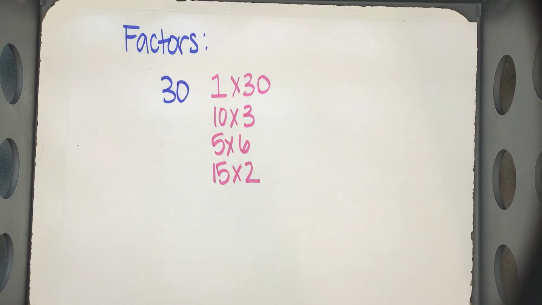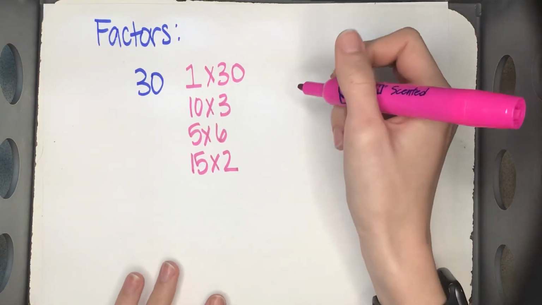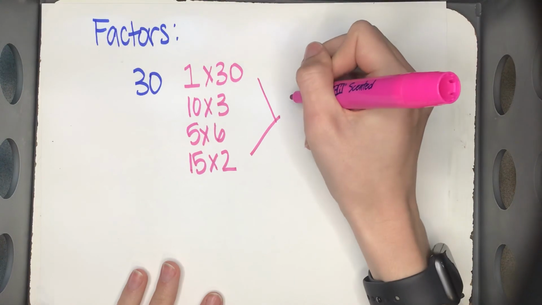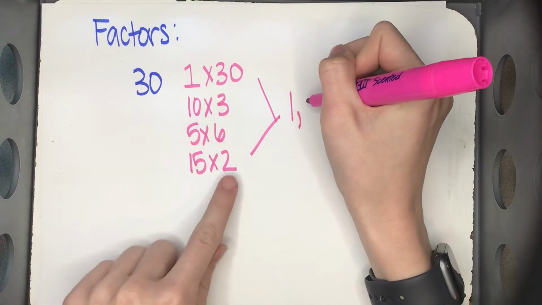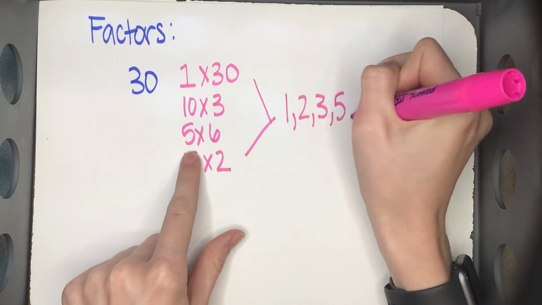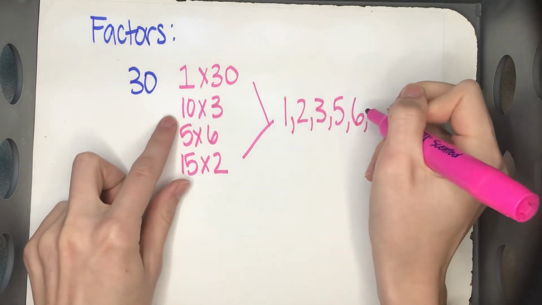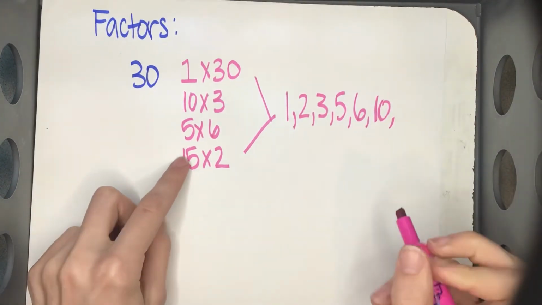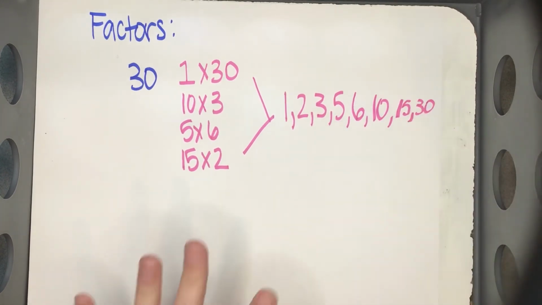And the correct way to write an answer for the factors of 30 is I would take these numbers and put them in order. I'd say the factors of 30 are 1, 2, 3, 5, 6, 10, 15, and 30. And if you remember, when we were at school, we did factor rainbows.